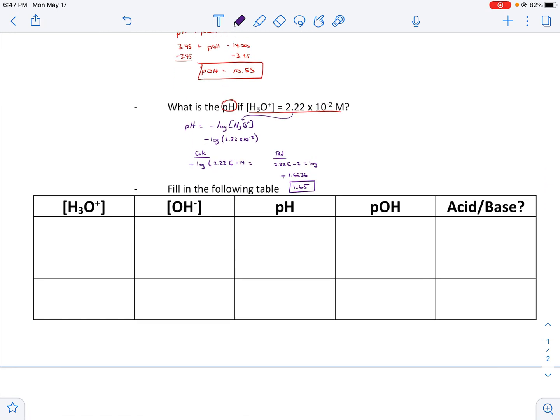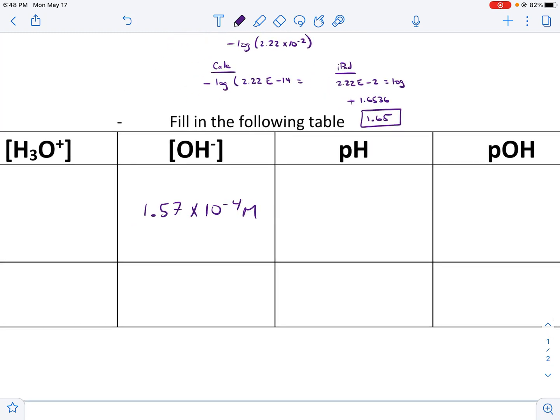Let's go 1.57 times 10 to the, how about negative fourth? So we're going to start with 1.57 times 10 to the negative fourth hydronium or hydroxide ion, and we've got to take that to hydronium, to pH, to POH, and roll from there.